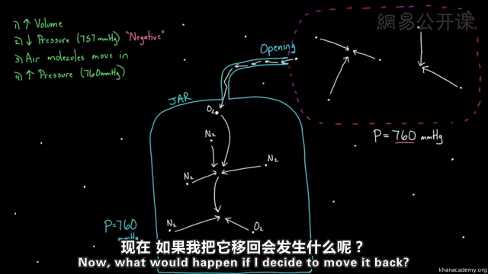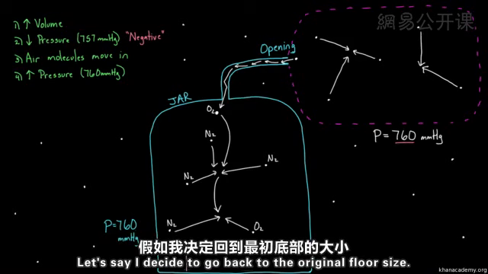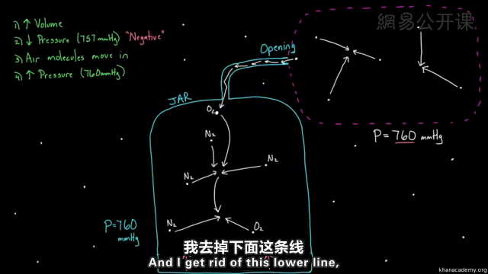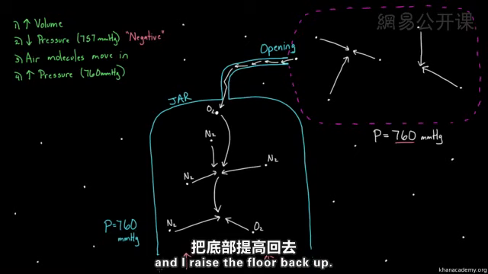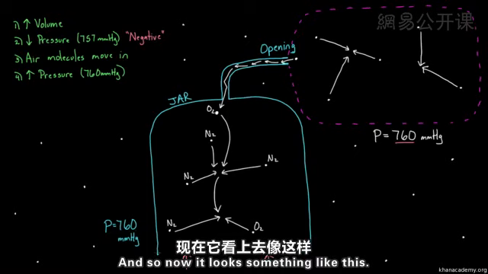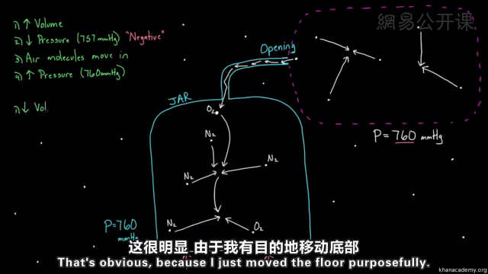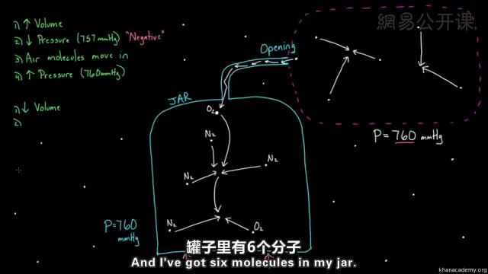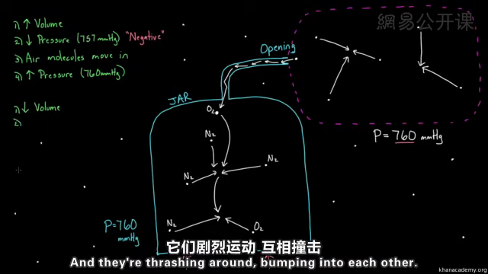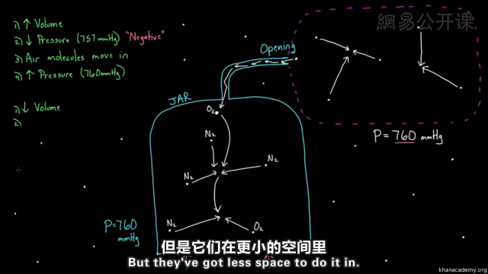Now what would happen if I decide to move it back? Let's say I decide to go back to the original floor size, and I get rid of this lower line and I raise the floor back up. And so now it looks something like this. Well, now the volume, this is the new first step. What's going to happen? The volume has gone down. That's obvious because I just moved the floor purposefully. And I've got 6 molecules in my jar, and they're thrashing around, bumping into each other, but they've got less space to do it in.